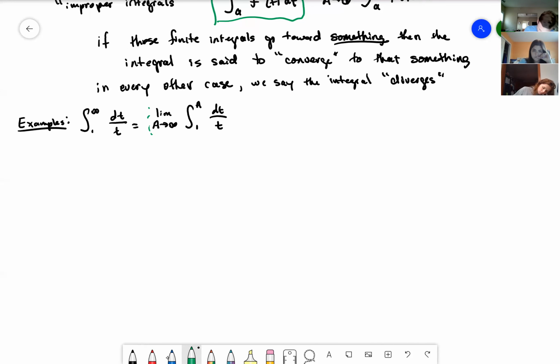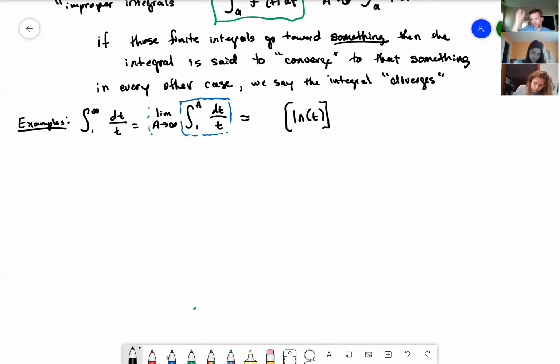Now, this part right here is a finite integral. It's something that our calculus skills allow us to deal with, and it is in fact equal to the natural log of t. Of course, the bounds of integration are all positive, so I don't have to consider the absolute value. It's just the natural log of t. Now we consider this thing, the limit expression, natural log of t.